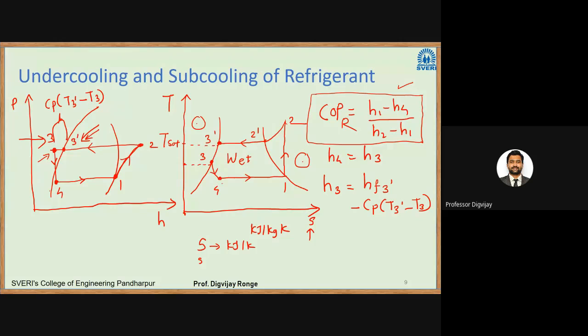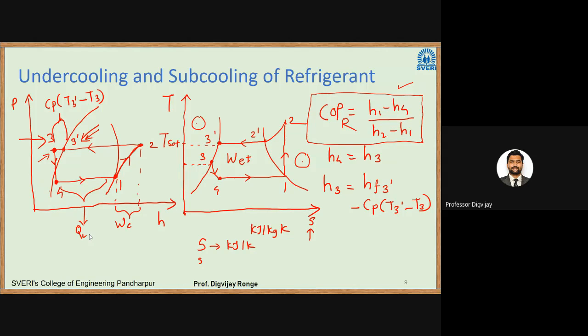This is the difference between these two enthalpies, sorry, not entropy. H1 minus H4 will be the difference between these two enthalpies, so that is the refrigeration capacity. And H2 minus H1, that will be the compressor work. So this will be compressor work, and this will be QL, that is the refrigeration capacity.